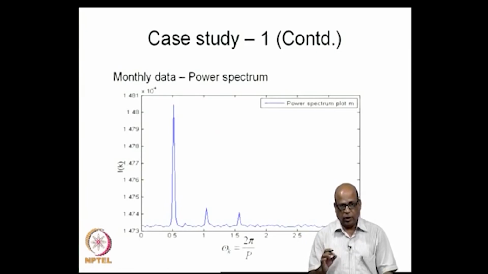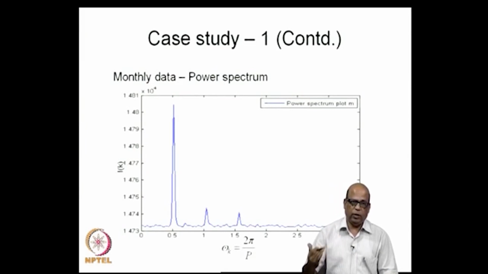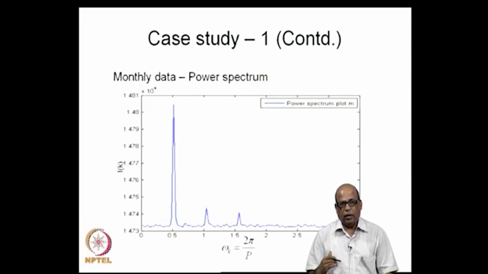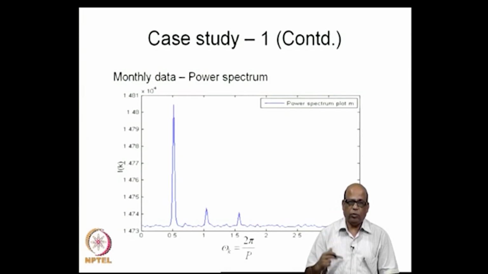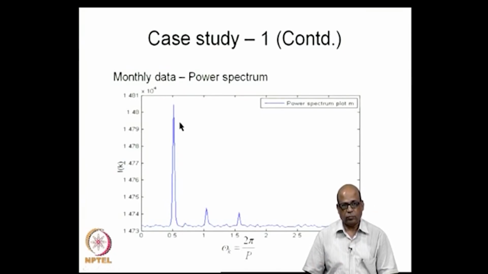So, we started with the daily data, we did all this analysis, we could not get much information out of that. Then we added all the daily data, obtained the monthly data and did the analysis for the monthly data. The monthly data correlogram showed periodicity is present in the data, and that was fortified by the power spectrum.